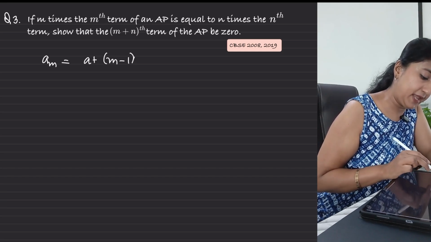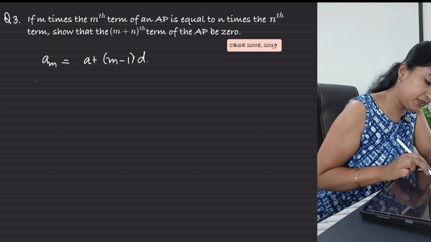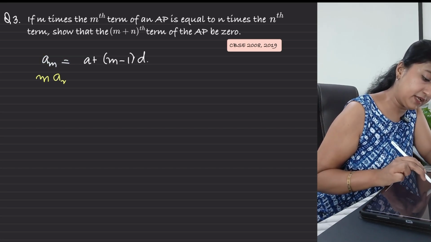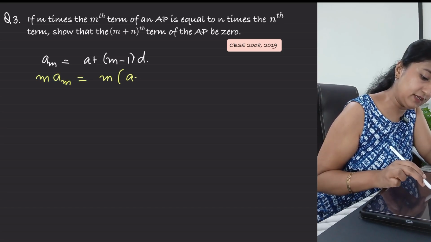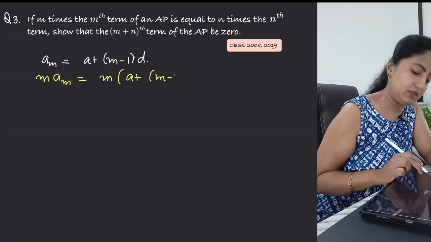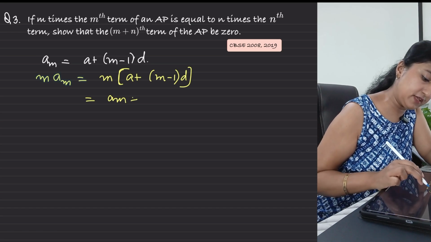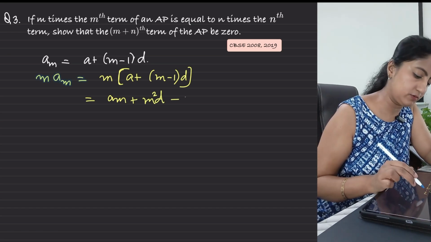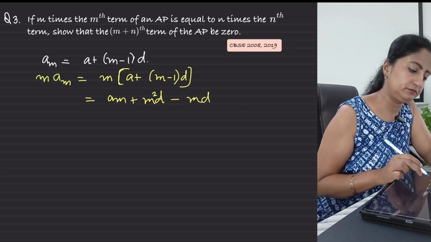And they are saying n times. So what I'm going to do, I am going to multiply m into an. So this is going to give me m times a plus m minus 1 d, like this. So this becomes am plus m²d minus md. I have expanded everything together over here. This is m times the nth term.